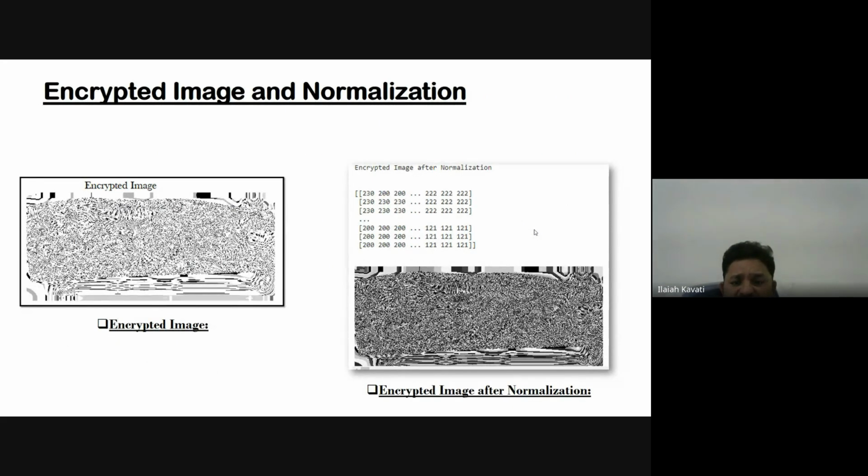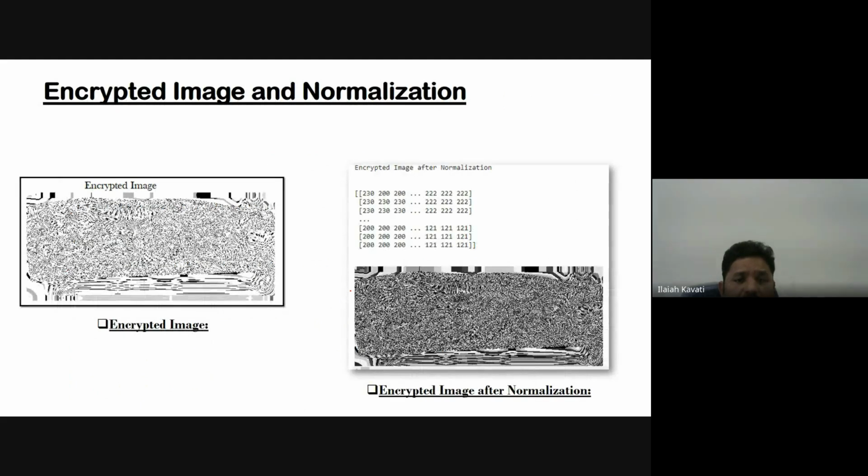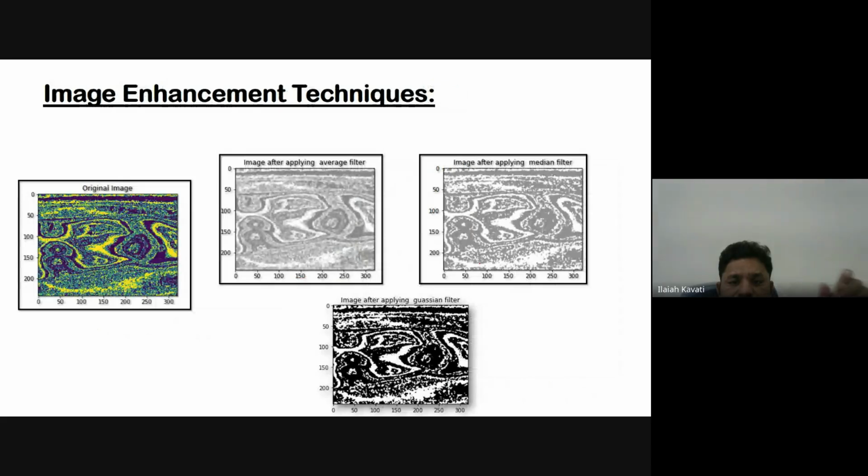Then this is an encrypted image. Then this is after normalization, because of the encrypted values. You can observe here that for a simple pixel, intensity 14, it is encoded as 1022. But an image will not have pixel intensity beyond 255, right? So 1022 means this is wrong. So we need to convert these values back, that means normalize them to between 0 and 255. That's why a normalization step will be applied. So this is the encrypted image and this is the normalized image.